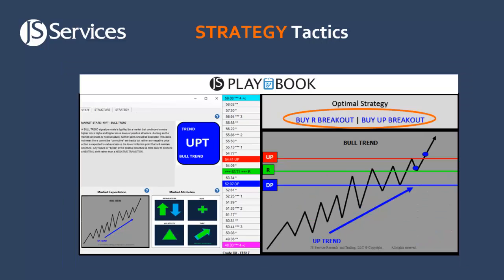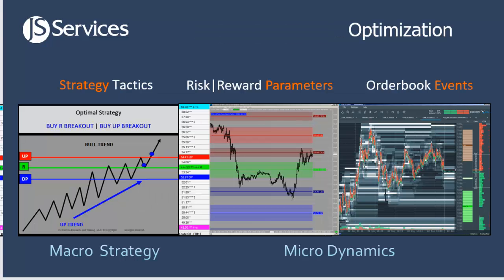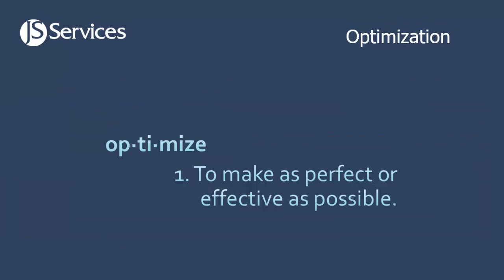From the fact foundation, the playbook analytics derive the optimal strategy themes and identify specific trade tactics, which can be optimized by incorporating microstructure dynamics with JSServices risk and reward parameters and order book events to enhance trading tactics and make them more effective. Optimize, to make as perfect or as effective as possible.